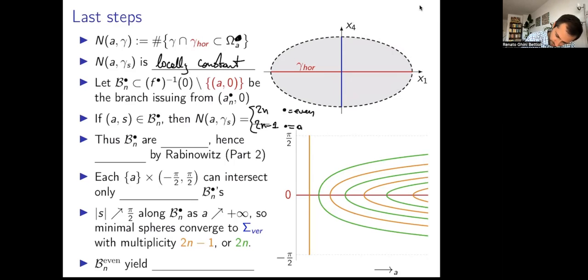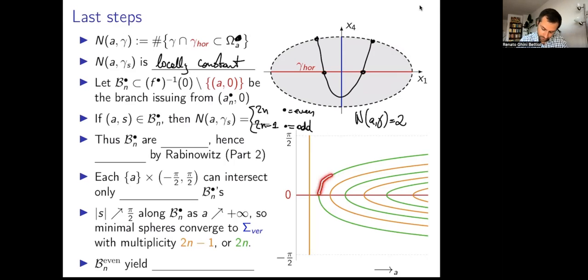So let me draw one example. Let's draw the second one. So I go down and up again. Okay. So I have 2 points. So this n a gamma is equal to 2. All right.